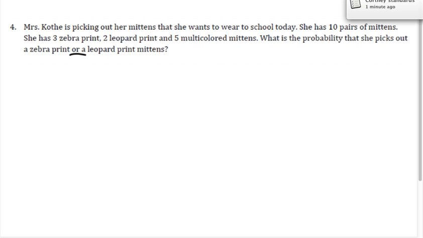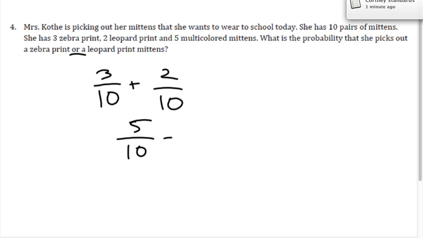So let's look. She's got 10 pairs, 3 zebra, 2 leopard. So if it's or, I got to add those: 5 out of 10. That's one half.